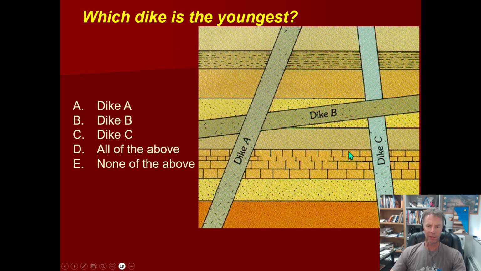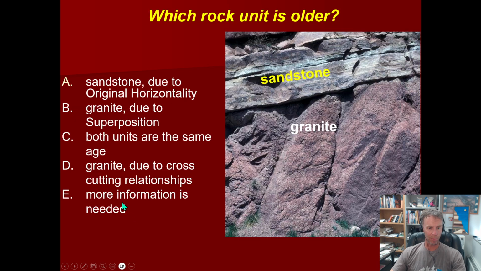So if dike B cuts dike C, that would make dike B younger than C, but then A cuts B, making dike A younger than B. So therefore, dike A is the youngest feature. Are you still with me? Are you getting sleepy? All right, let's keep going.